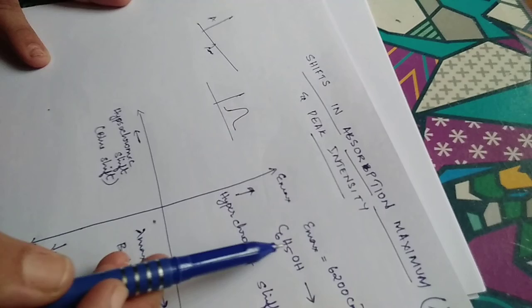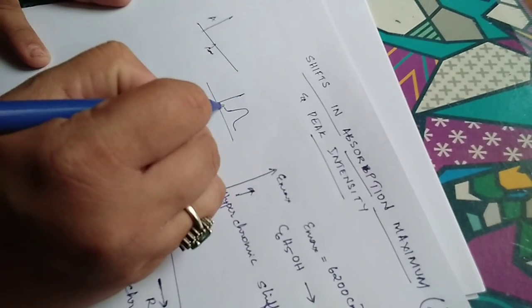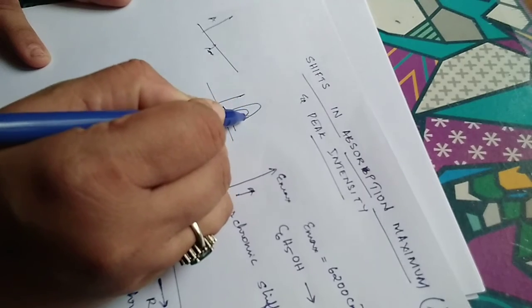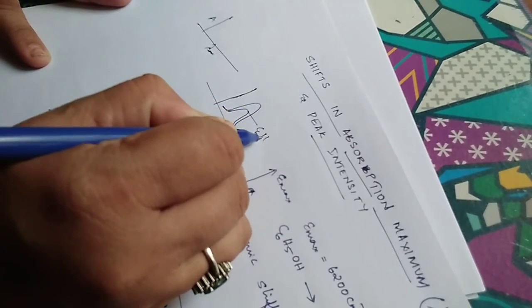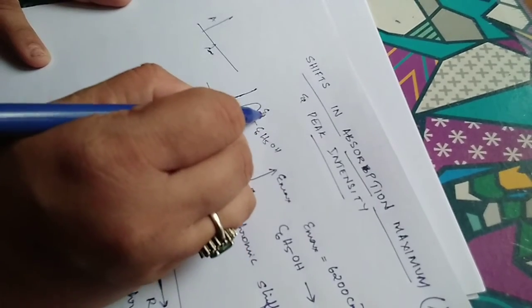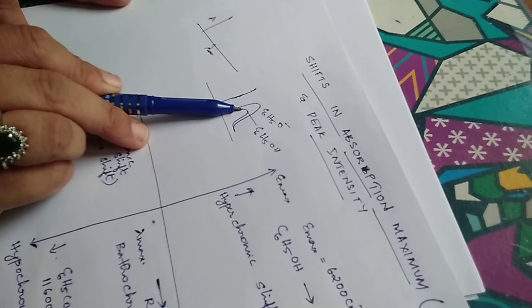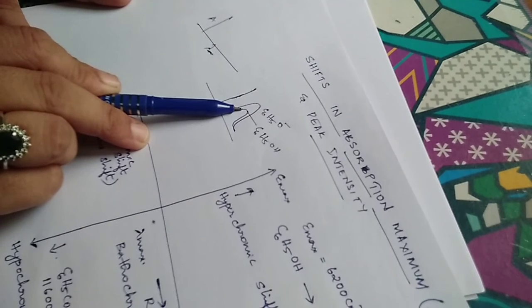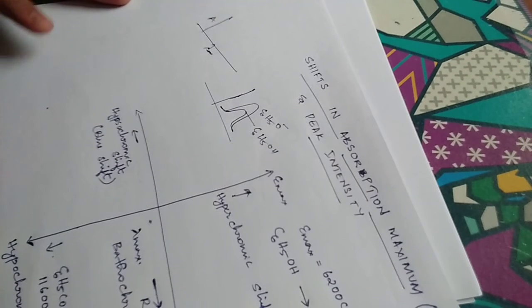So we can expect the graph to be in this way: this is the epsilon max for phenol. The epsilon max is found to be 6200. This is for phenol, C6H5OH, and this is for C6H5O minus, representing 6200 per centimeter and 9200 per centimeter. That is, there is an increase in epsilon max, and that is known as the hyperchromic shift.